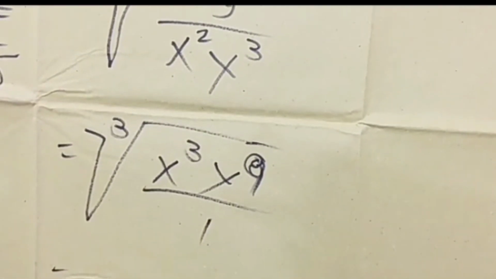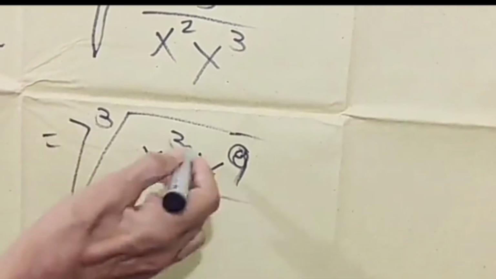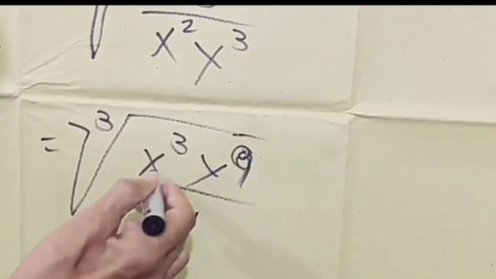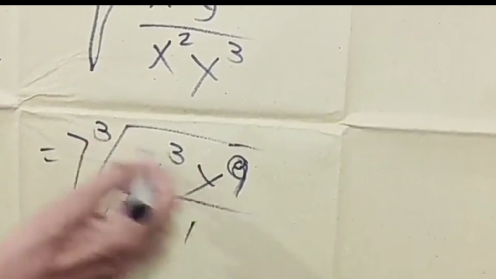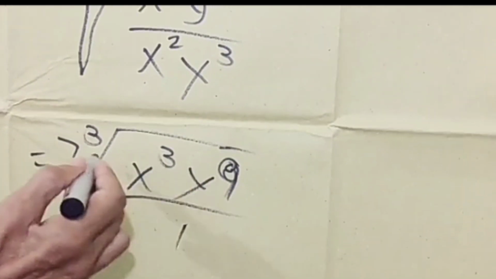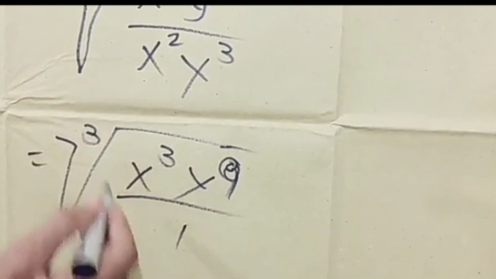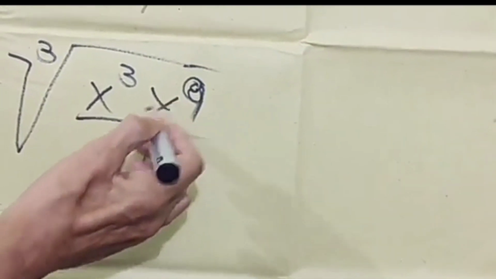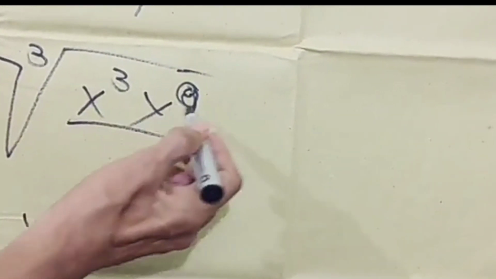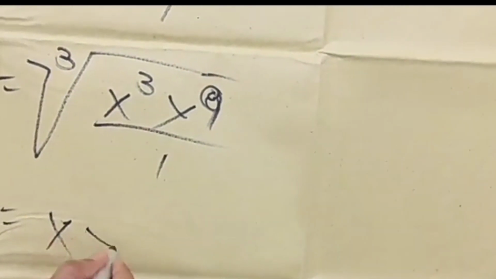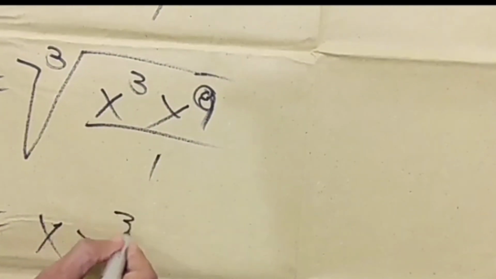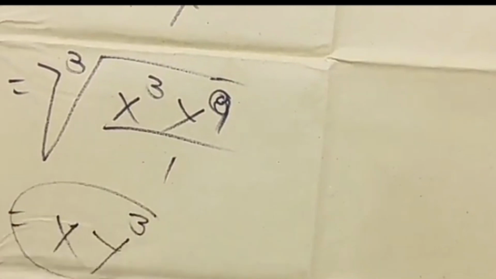Then we're going to extract now the cube root of x cubed, then we're going to cancel that, or 3 divided by 3 equals 1. That's why only x is left. And for this one, we extract the cube root of y raised to 9, 9 divided by 3 equals 3. So this will be now our final answer.